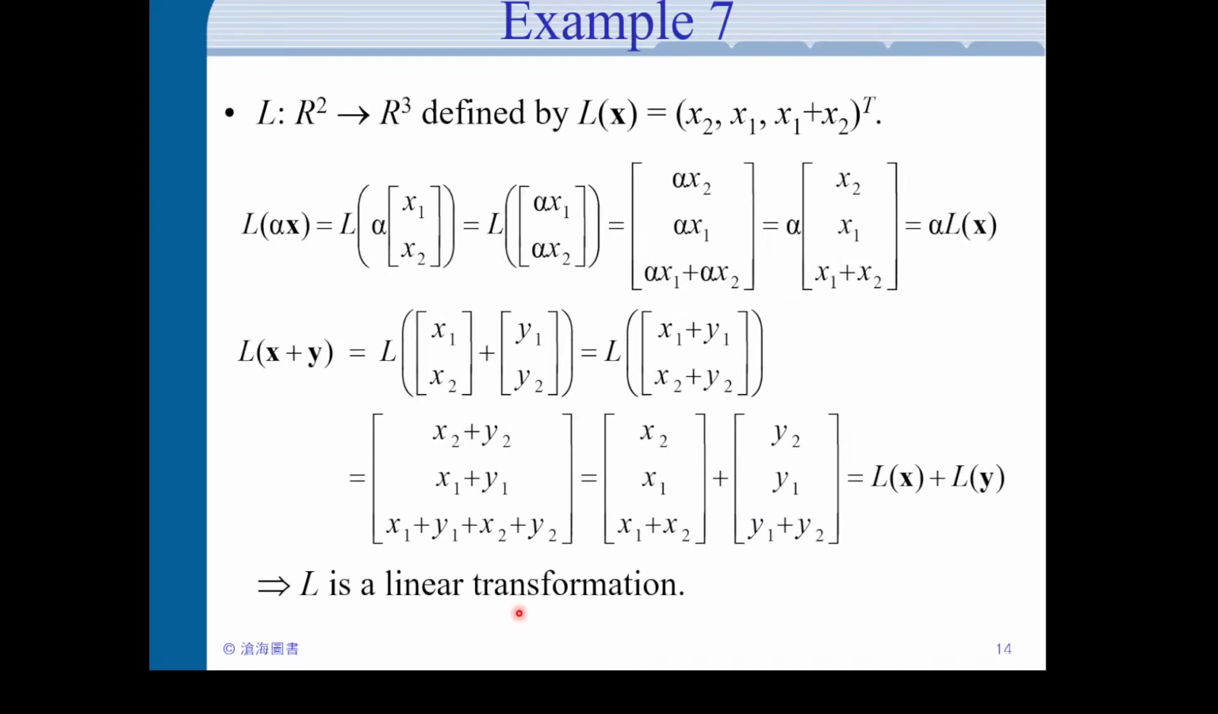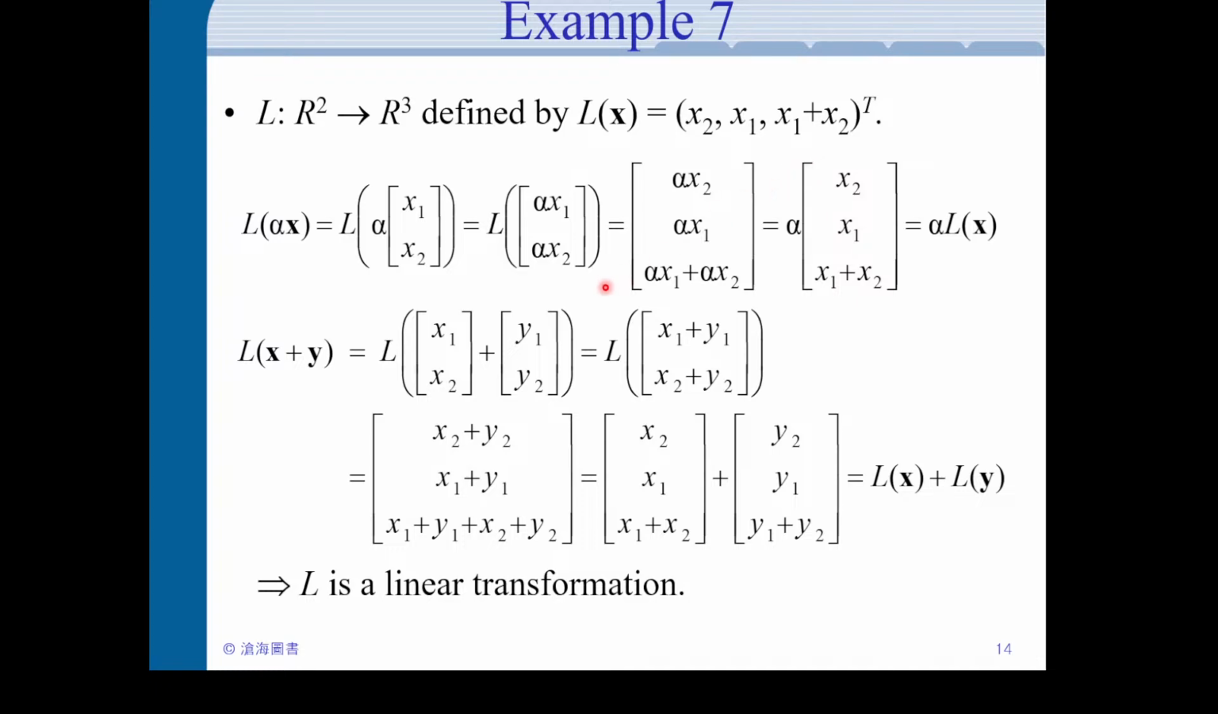Finally, we can go from R2 to R3 by having every coordinate of your R3 vector be a linear combination of your R2 vector. So you start with x1, x2, then you go to x2, x1, x1 plus x2. And now we start to see how we get a matrix form of our linear transformation.